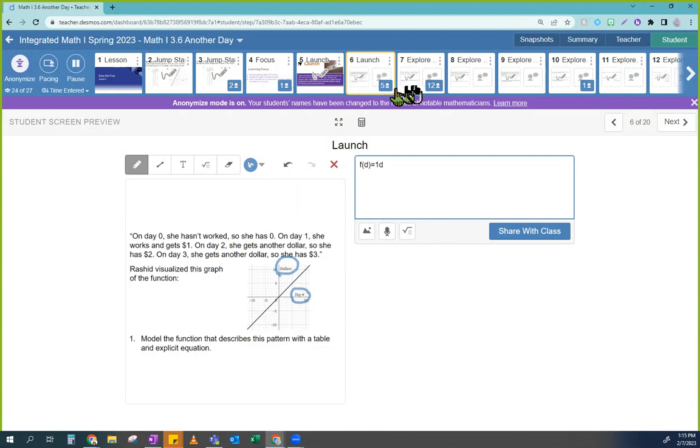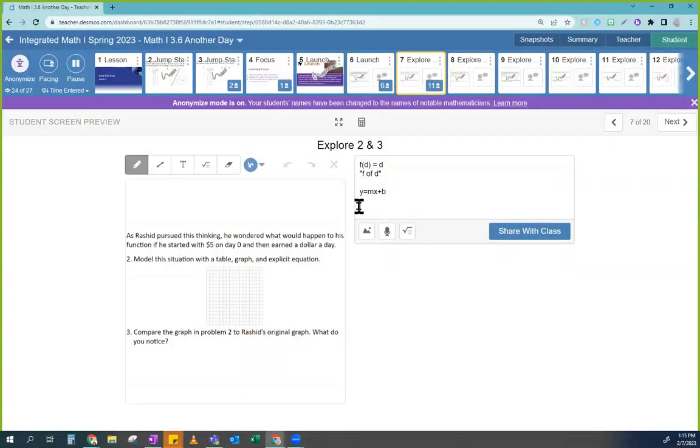So that's one. Okay, so going back over here, because now we start with $5, does the dollars per day change? Good. No, it doesn't. So it doesn't change the m. Isn't it at a constant rate?